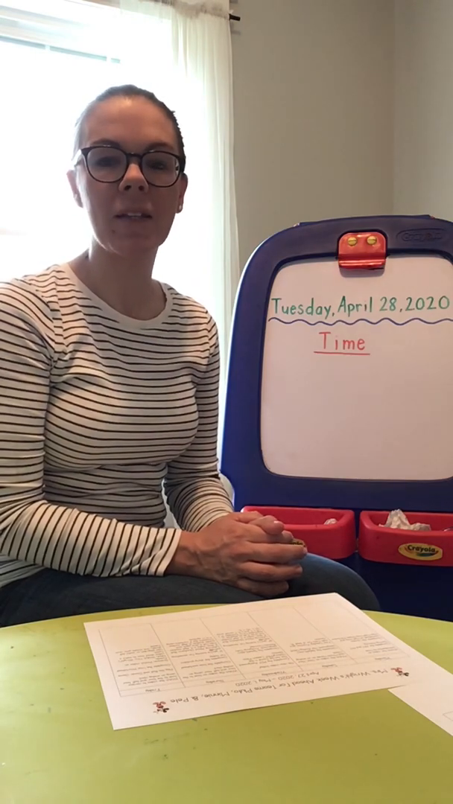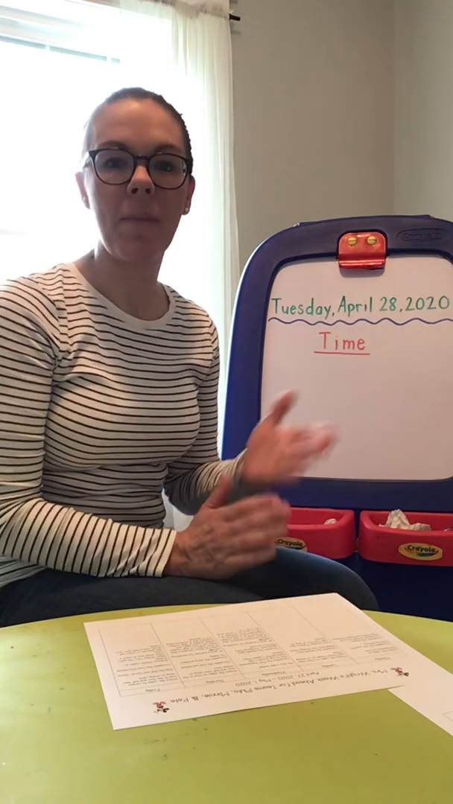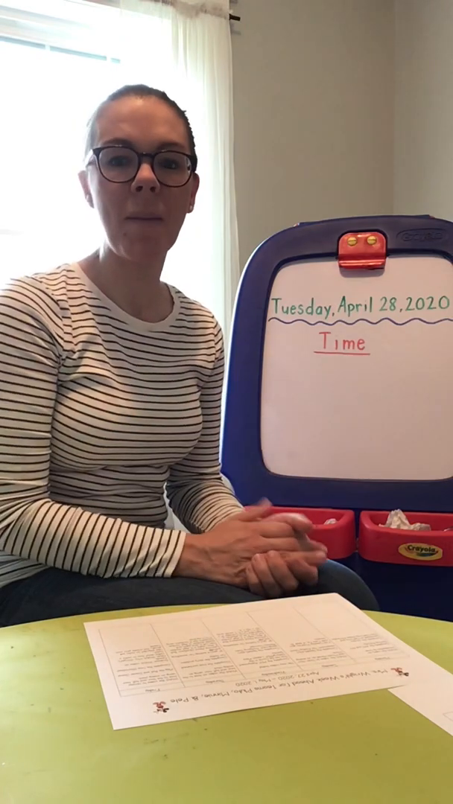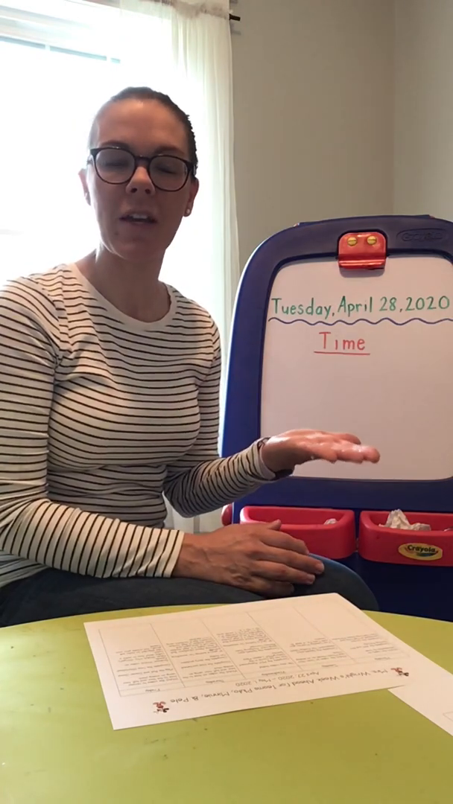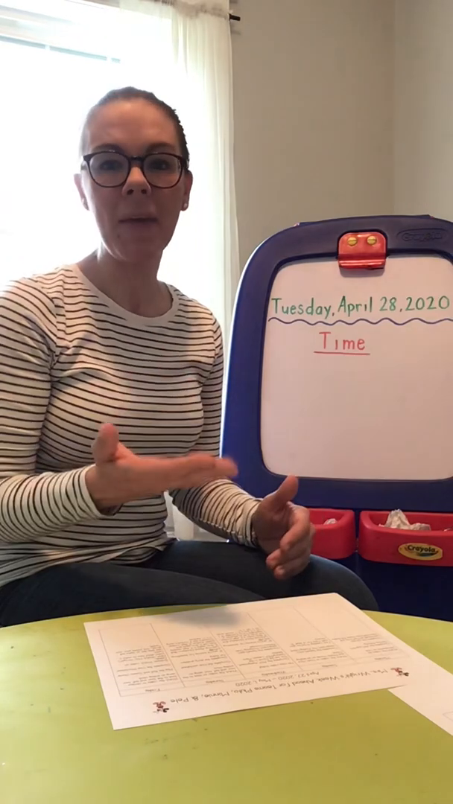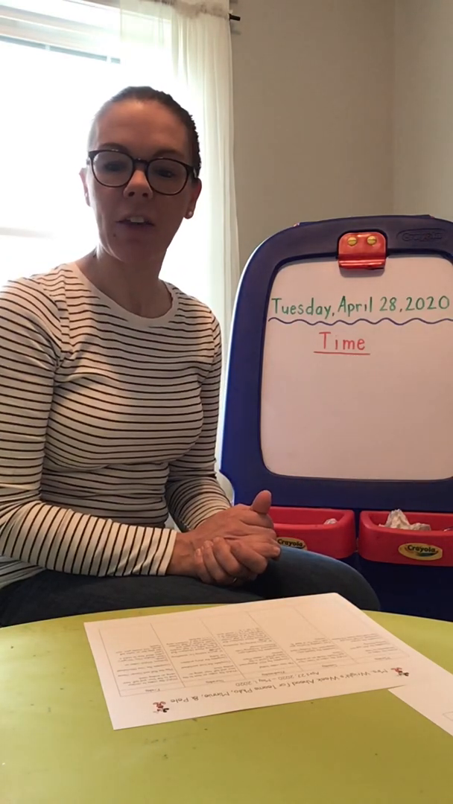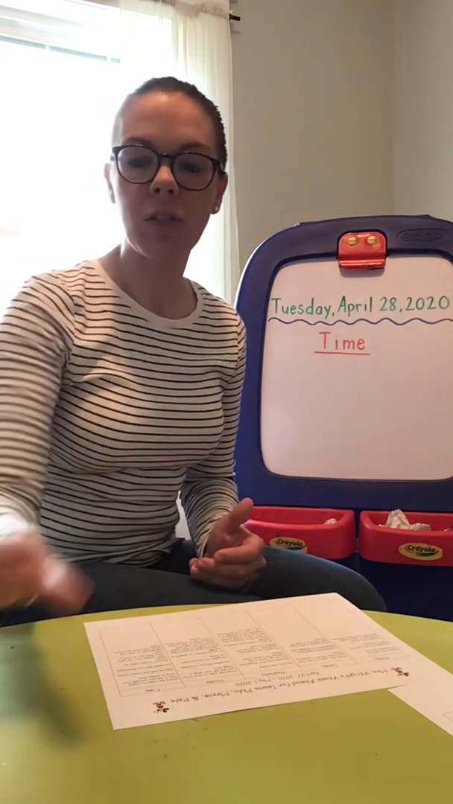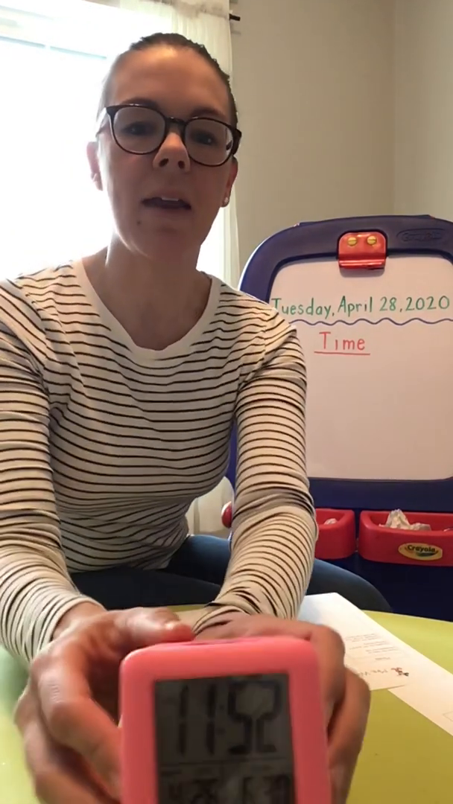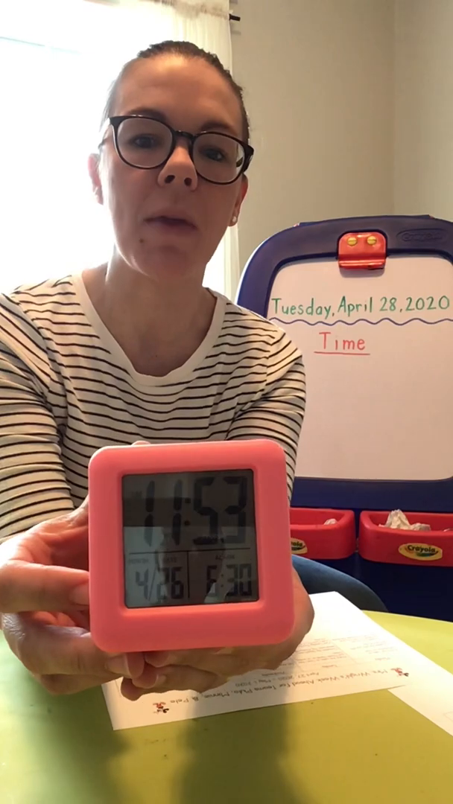Yesterday, we started talking about time, and we just reviewed what AM and PM is. And if you remember, we do our AM in the morning, our morning things, and then PM means afternoon and evening time. Today, we're going to learn about two different clocks. So this clock is one that you probably have at home in a lot of places.